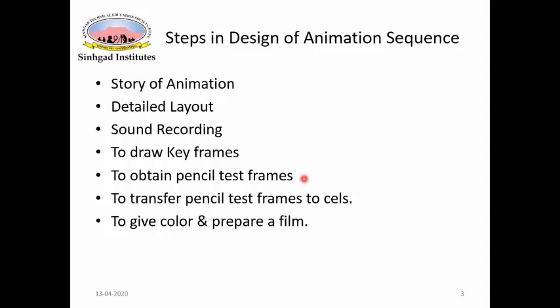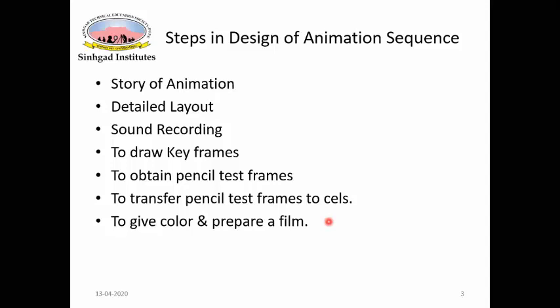So the pencil test frames are then transferred to cells. This is done either by hand copying in ink or by photocopying directly onto the cells. The cells are then colored if required, and painted and arranged in the correct sequence, and then accordingly it is decided for the animation.